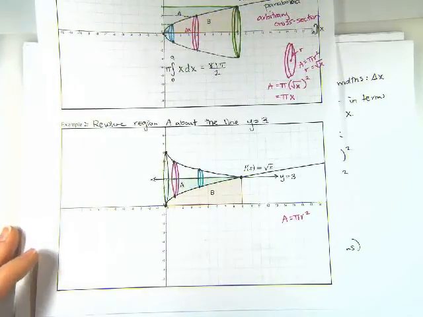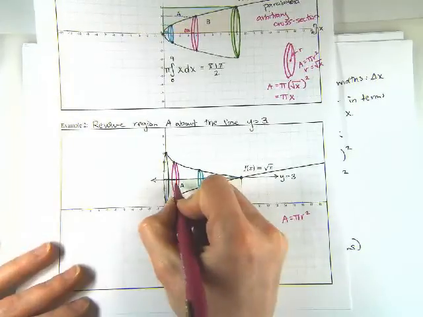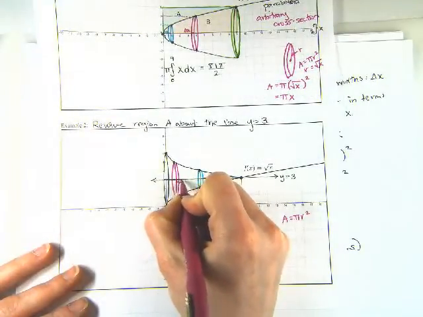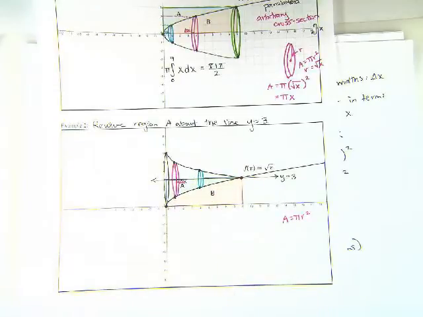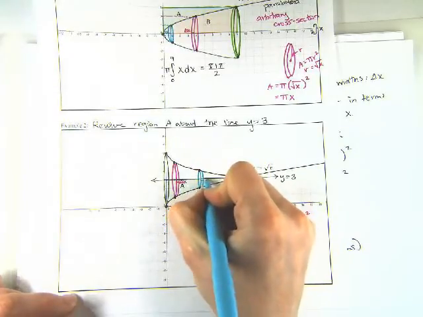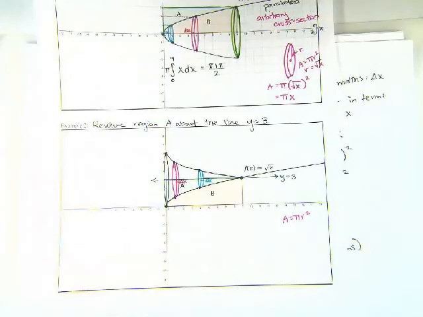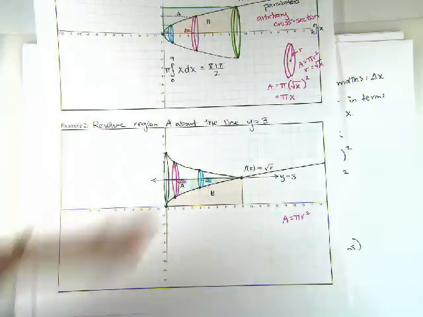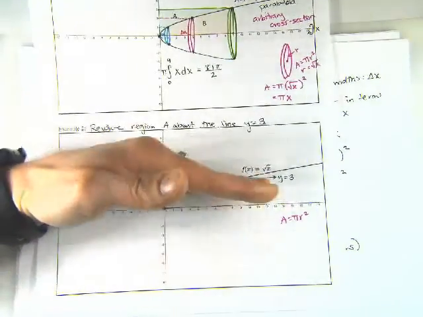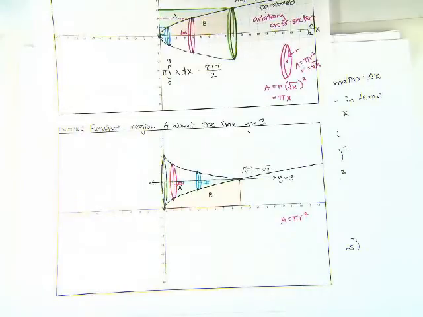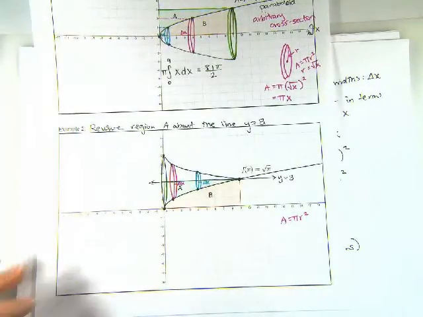What do we think? Are we going to integrate with respect to x or y here? Still x, because we're still taking these vertical slices and our widths are still some change in the x coordinate. Okay, if I did horizontal slices like this, that's when your width would be a delta y, and then you'd have to go from there.